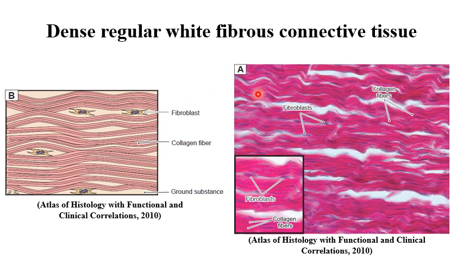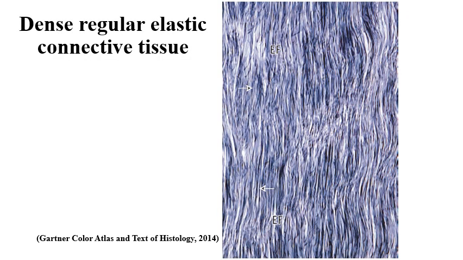A typical example of dense regular white fibrous connective tissue is the tendon, and here, as we see, parallel bundles of collagen fibers. And in this enlarged part, we can clearly see the nuclei of fibroblasts between collagen bundles. Unlike dense collagenous connective tissue, elastic fibers predominate in the dense elastic connective tissue. Here is a longitudinal section of dense regular elastic connective tissue, where the elastic fibers are arranged in parallel array.